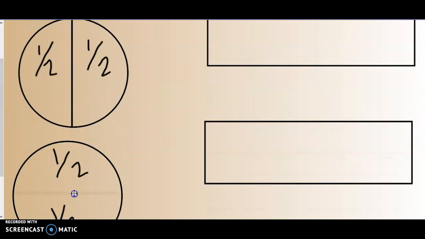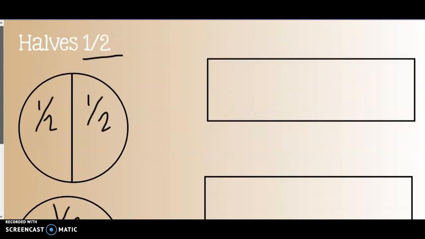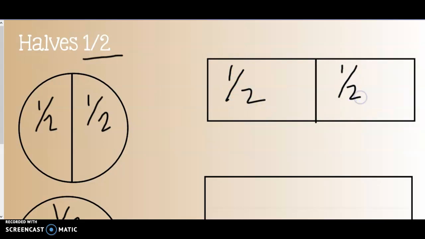All right, let's move on and look at our rectangle. So in order to split this rectangle in half, I'm going to split it right in the middle. And when I split it right in the middle, I also get 1/2. So if I was to share this with my son, we would get the same amount. I wouldn't want him to get more than me, and he wouldn't want to get more than me. So we get equal parts.